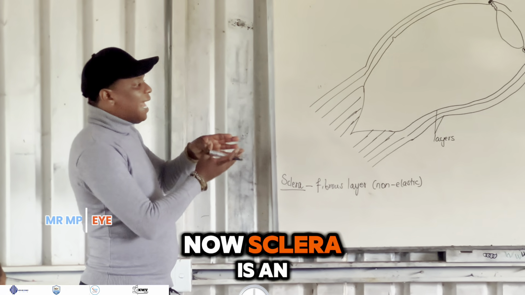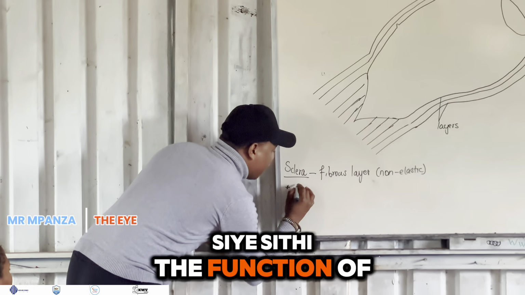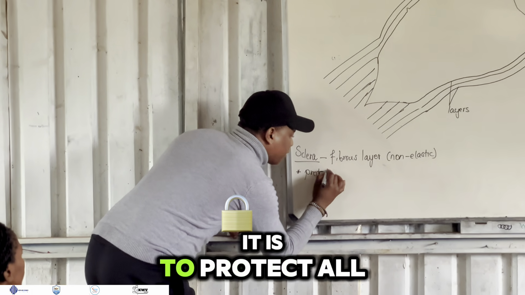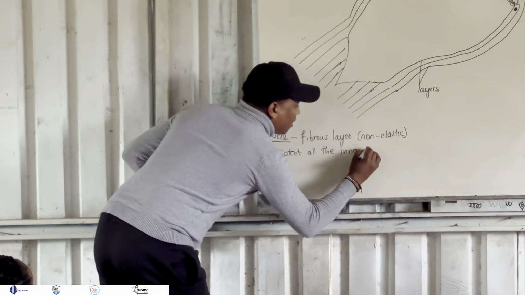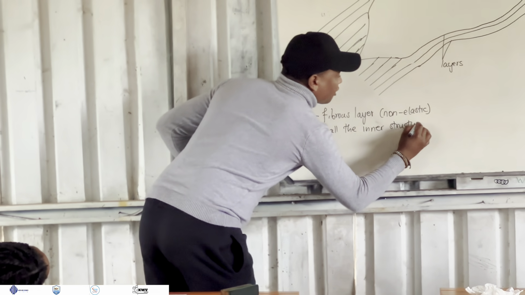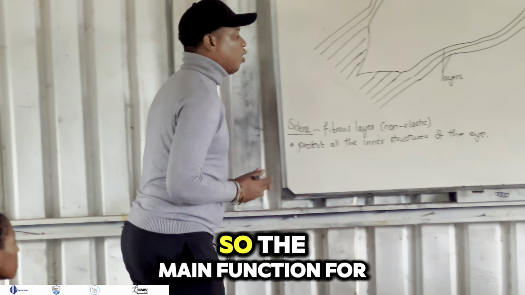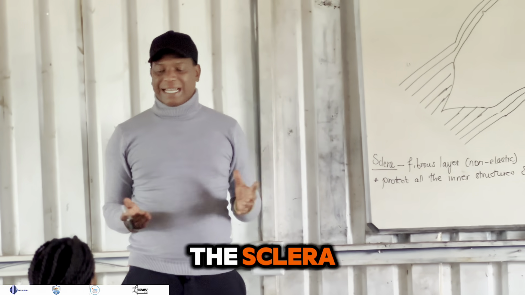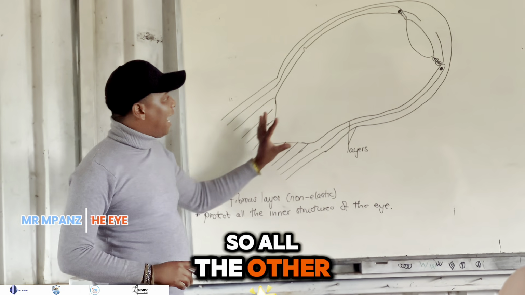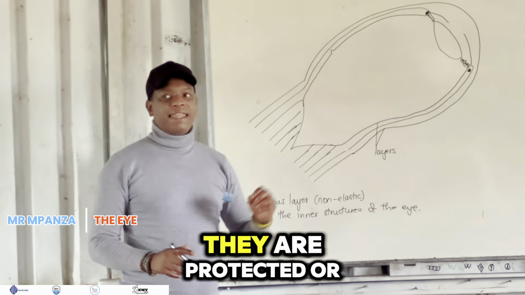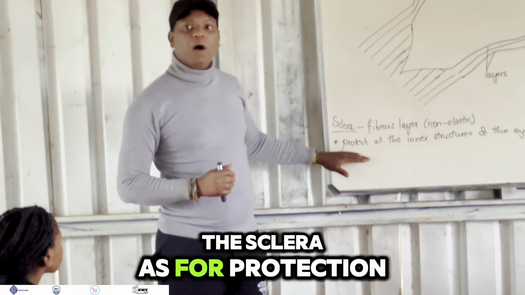Now, the sclera is the outermost layer. The function of the sclera is to protect all the inner structures of the eye. So the main function of the sclera is to protect whatever there is inside the eye. All the other parts that make up the eye are protected, or lined, by the sclera.